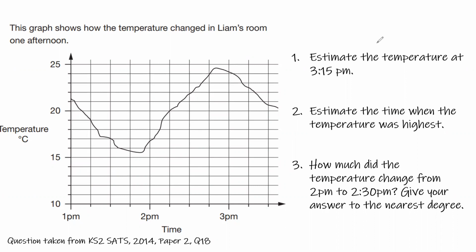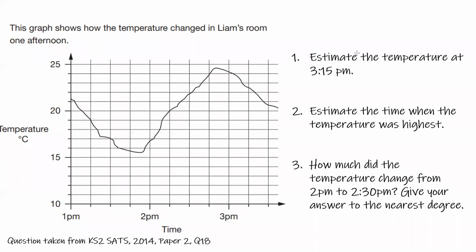So we've got 3 different questions that we've been asked here. First one is to estimate the temperature at 3:15, then to estimate it at the time when the temperature was highest, and then to have a look at how much the temperature's changed between 2 and 2:30. So quite a lot of different skills that you needed here. I really suggest that if you had this in an actual test paper, you maybe use your ruler to try and get as straight a line as possible. Okay, so let's have a go at this question.